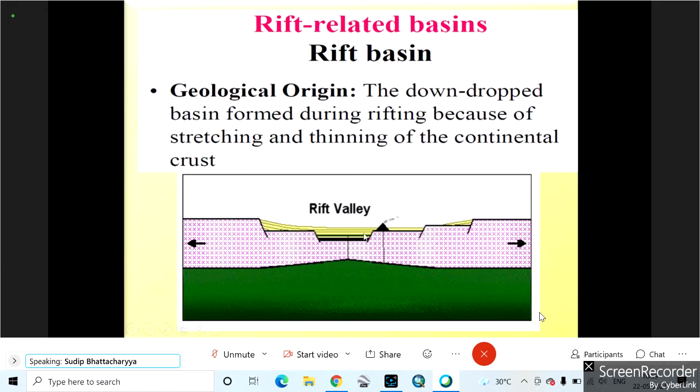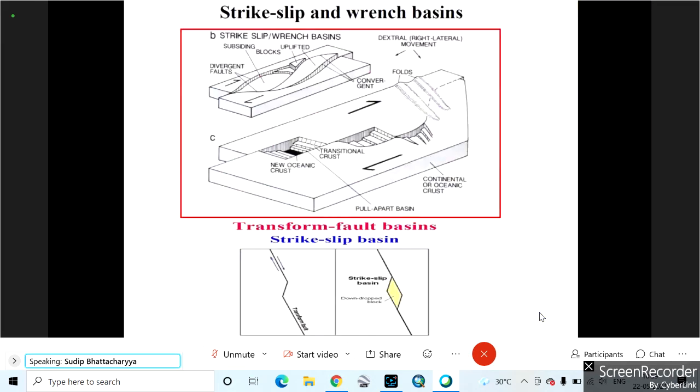You can see that the basin is larger and larger, and the basin is widening two ways, and the deepest part will be in the mid part. So the rift basin is another important type of basin.